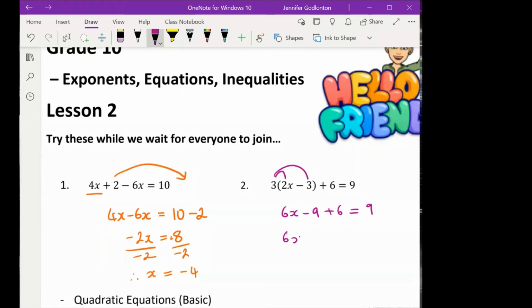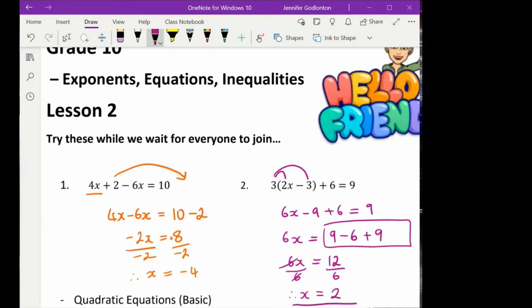Okay, so I'm going to keep my 6x on the side, and then what am I going to write here on the right hand side? You're going to say 9. Minus 6. Plus 9. Good. Nice. And then you're going to keep your 6x, and then you're going to say 12. Good. And then to remove your 6, you have to divide it by 6. Then you're also going to divide the 12 by 6. And so my final answer is going to be? And your x will equal 2. Excellent. Well done. You said that so beautifully.